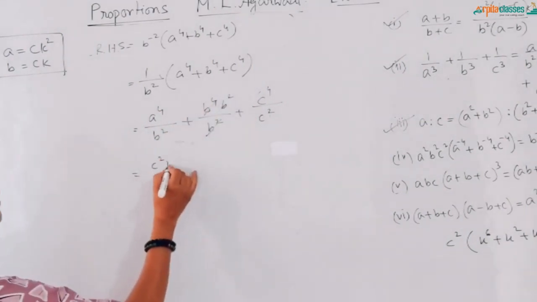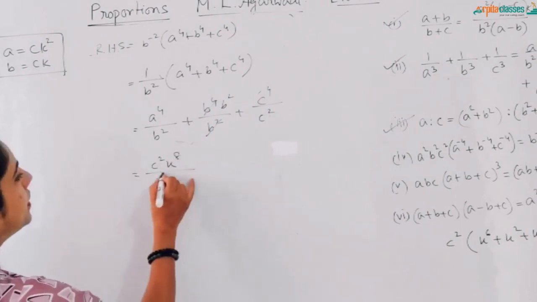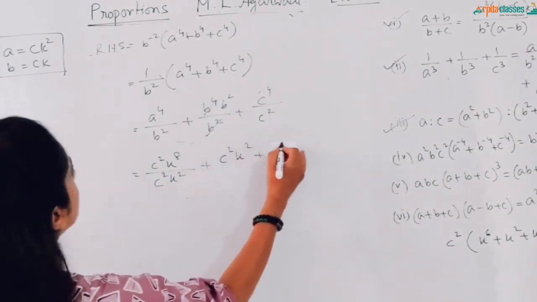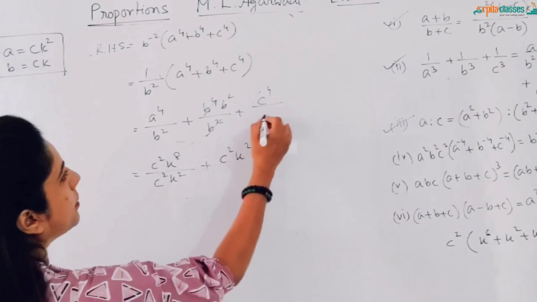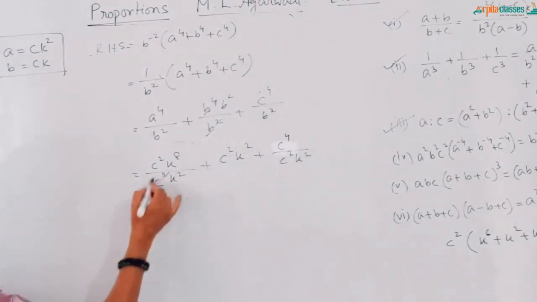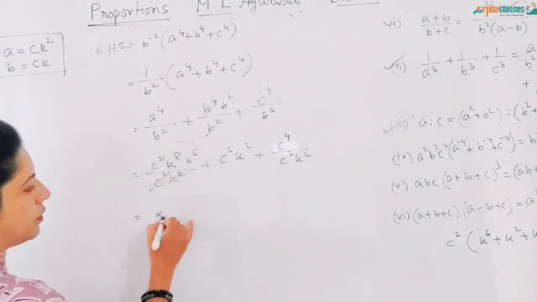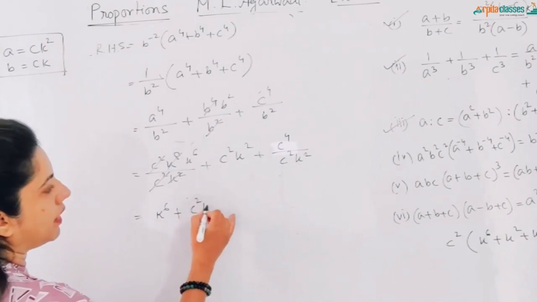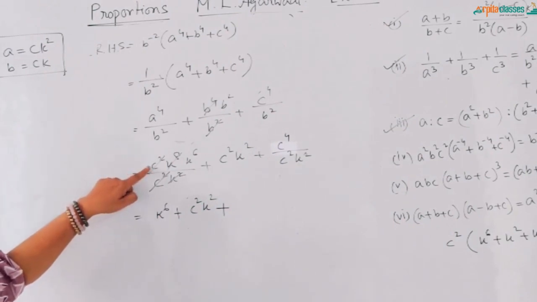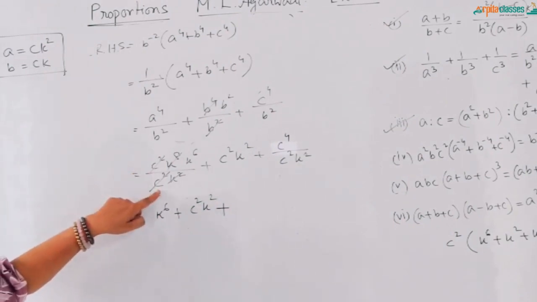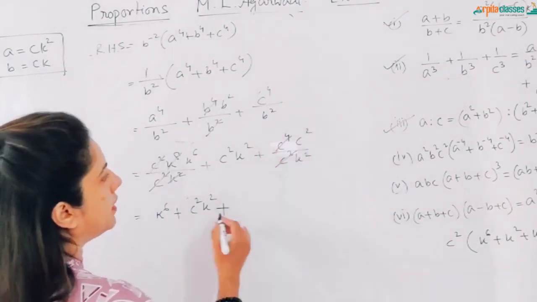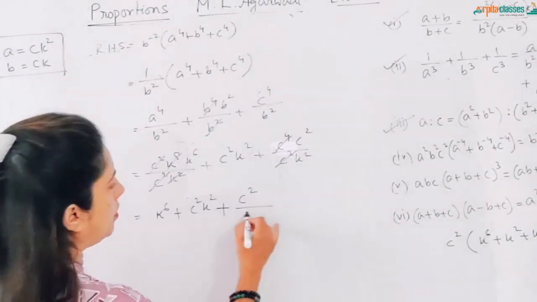a^4 can be written as c square k to the power 8 upon c square k square, plus b^4 is c square k square, plus c^4 and this is b square. So c to the power 4 and this is c square k square. So here c square and this is k to the power 6. So this k to the power 6 plus c square k square, plus a^4 is c square into k to the power 4 and b square is c square k square. c square getting cancelled. So here it is c square upon k square.